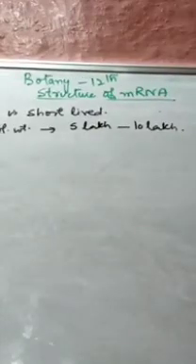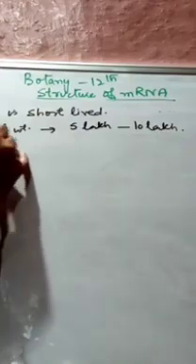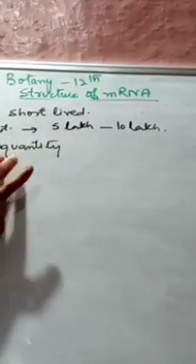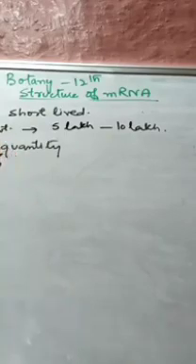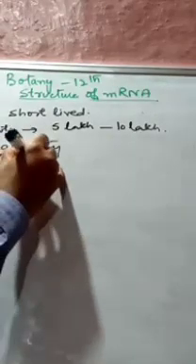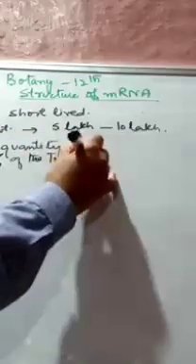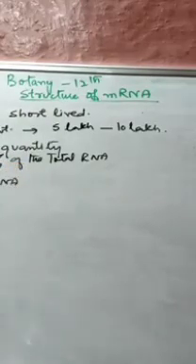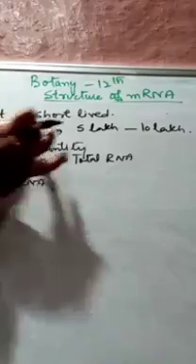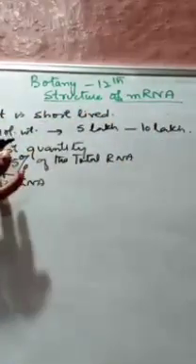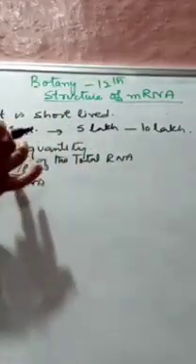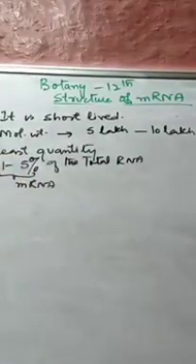Third, it is found in least quantity, about 1 to 5% of the total RNA. So we can say it is short lived, its molecular weight is 5 lakh to 10 lakh, and in the total RNA, mRNA is the least quantity, about 1 to 5%.